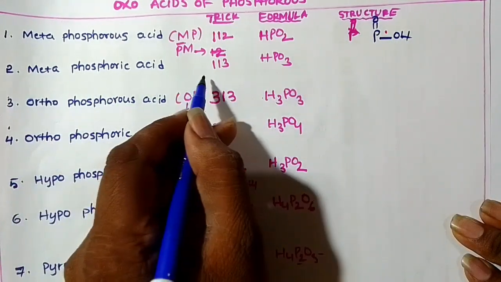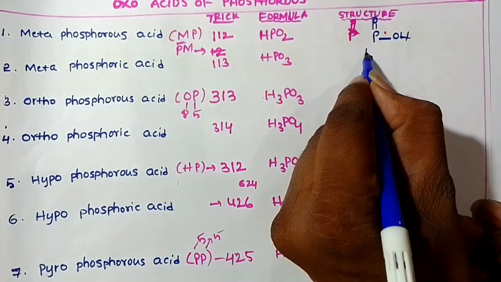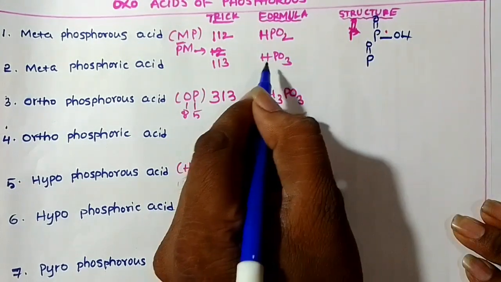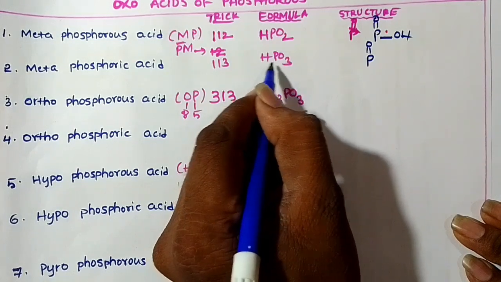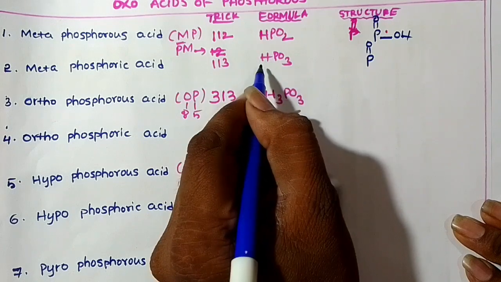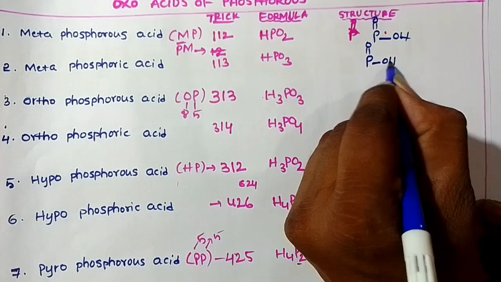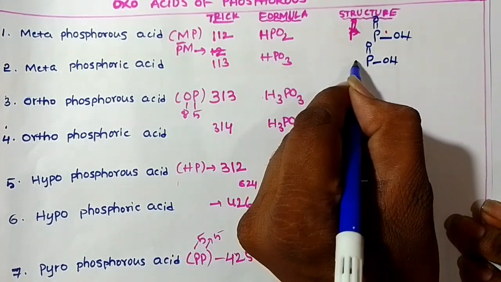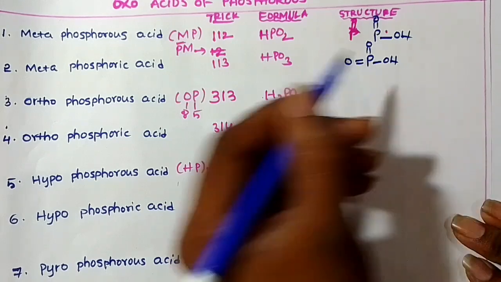Now coming to metaphosphoric acid, the formula is HPO3. First write the P=O group, which is common, and the remaining oxygen atoms are 2, and remaining hydrogen atoms 1. One hydrogen atom can combine with one oxygen atom and form one OH group, and the remaining oxygen atom exists as a double bond O. So this is the structure of metaphosphoric acid.